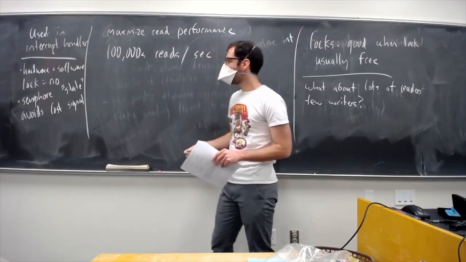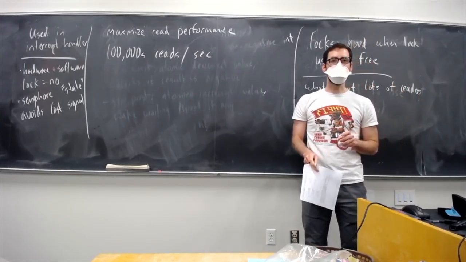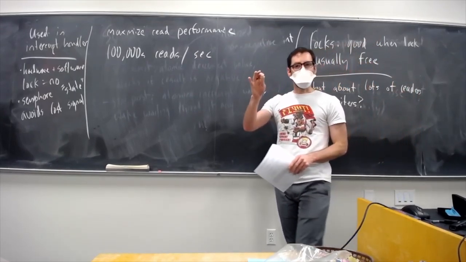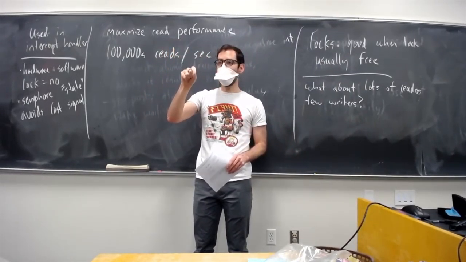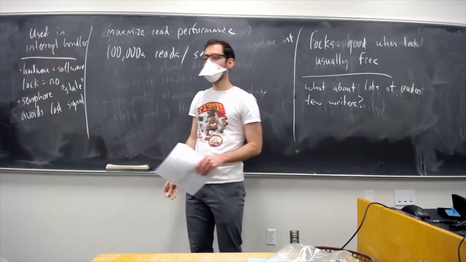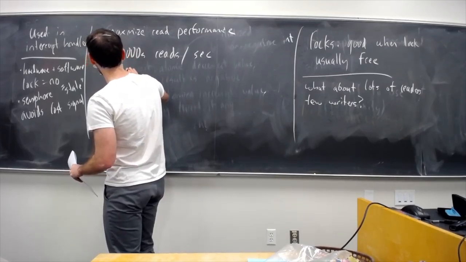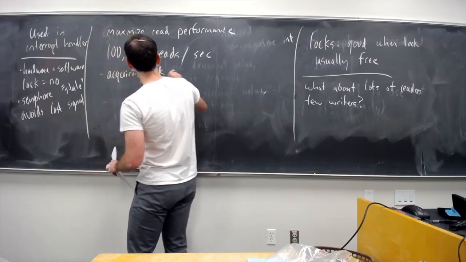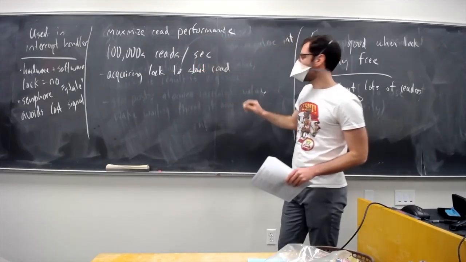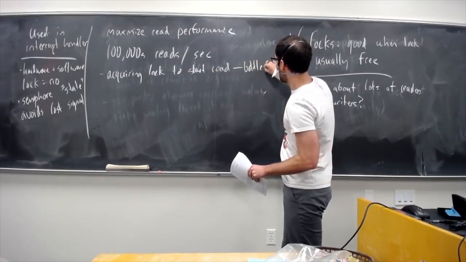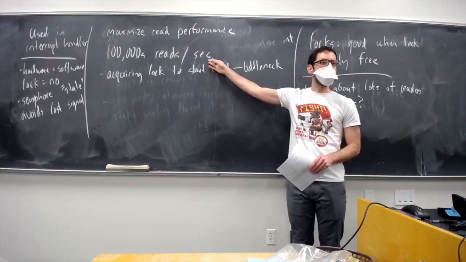And what was the first thing that our start read method did? Acquire the lock, right? Yeah, so our start read method, only one thread could be in there at a time. And so acquiring a lock to start our read, that can become a huge bottleneck when we have tons and tons of reads.